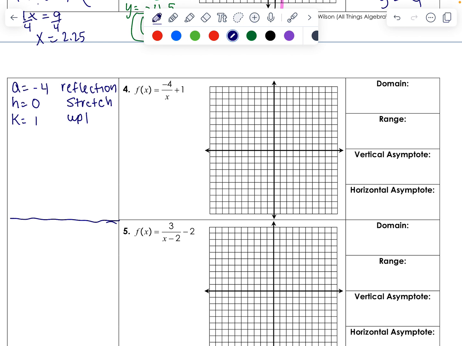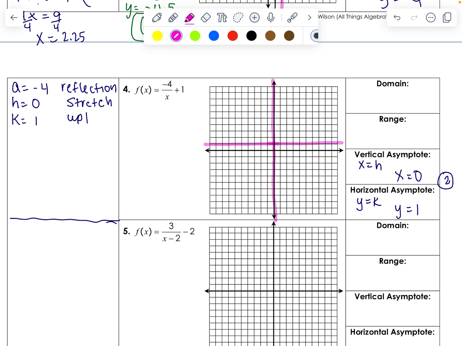So that means we're going to go over here to our vertical and our horizontal asymptotes. So we know that our vertical asymptote is x equals h. So we are going to write x equals 0. Our horizontal asymptote is y equals k, so we are going to write y equals 1, okay? Now, what you could do is you could go ahead and put those on there if you want. So x equals 0, of course, is the y-axis, and y equals 1, of course, is you just go up 1 and you draw a line across.